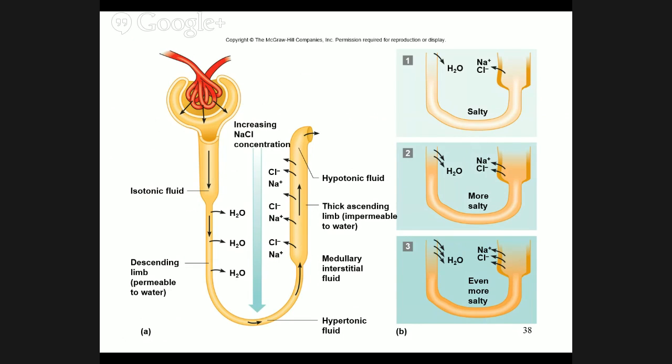And here's a shot of isotonic fluid flowing down the descending limb. It's permeable to water, so water leaves. We have an increase in the sodium chloride concentration. We now have hypertonic fluid in there, and then the sodium and the chloride leave, and you have a hypotonic fluid at the end. So if you have water coming out, you have even more salty fluid.